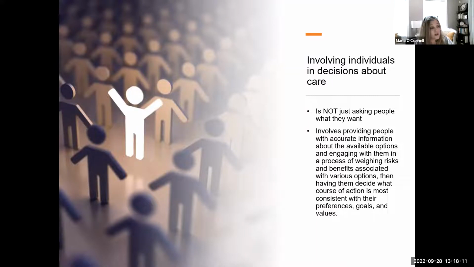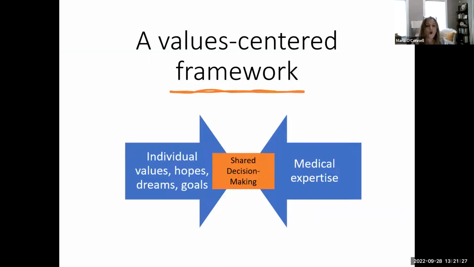One of the main reasons is it's hard to think about what's going to be most important to you in your life at some point in the future. You may know now, but it's also not something that most people spend a lot of time articulating and expressing, their preferences, goals, and values. It requires some thought.